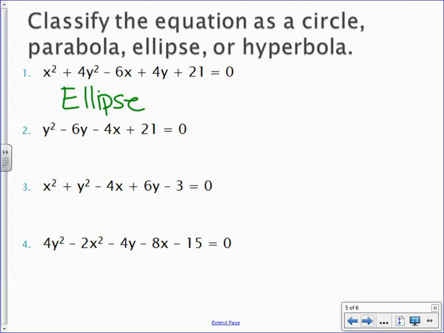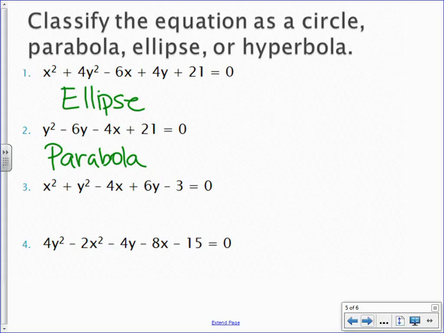All right. What about number 2? Let's see, Nate. What do you think about number 2? And why do you say parabola? Because only one variable is a square. All right, what do you guys think? Yeah, I like it. Now, since it's y that's squared, what kind of parabola is it going to be? It's going to open either right or left, right? Great.